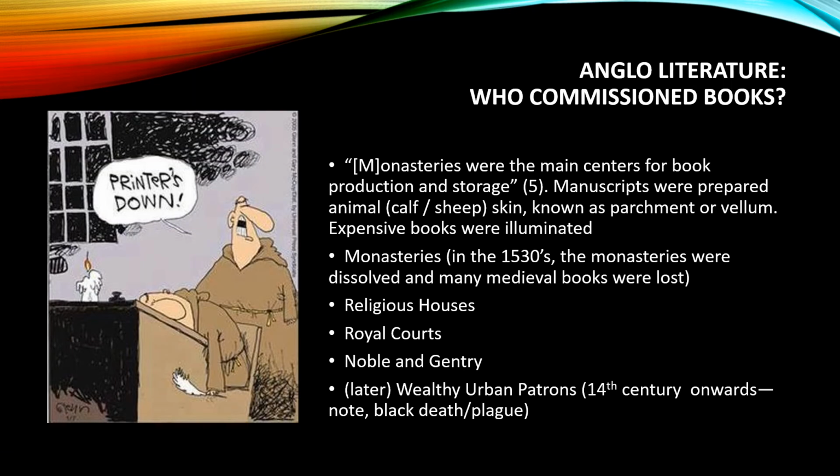Who commissioned these books in Anglo-Saxon literature? We should know that the monasteries were the main centers for book production and storage. Manuscripts were prepared of animal skin, like calf and sheep, known as parchment or vellum, and these books were extremely expensive, especially those that were illuminated.